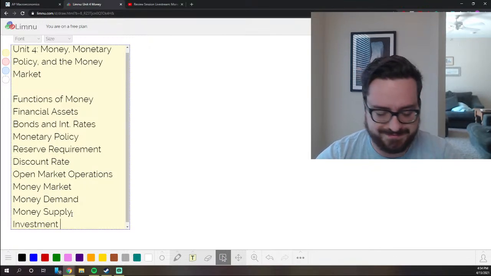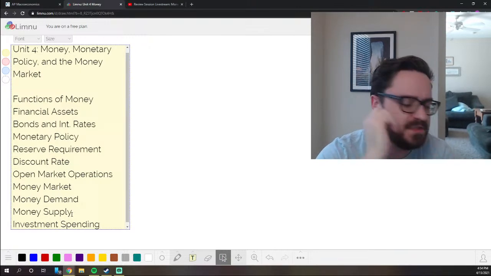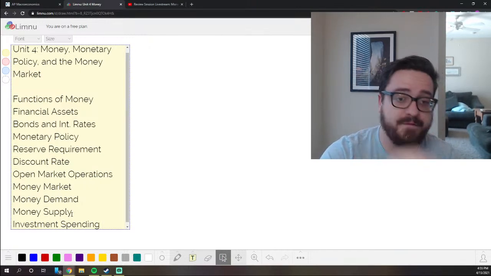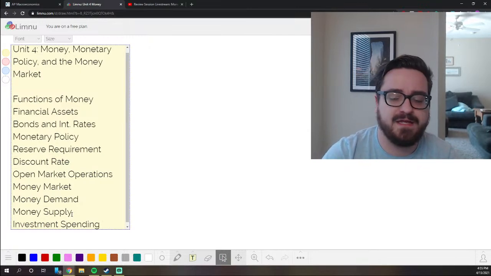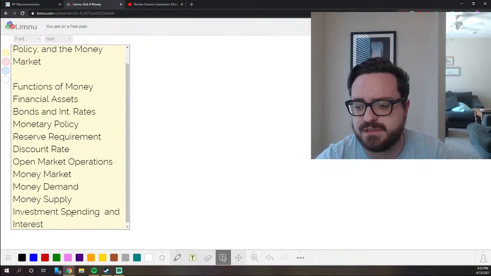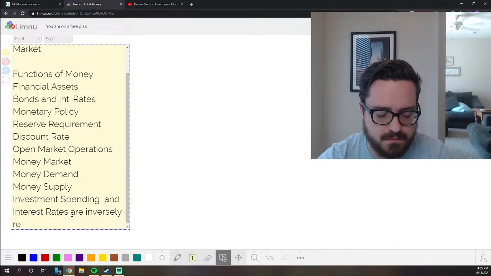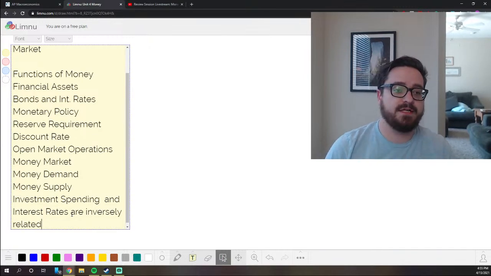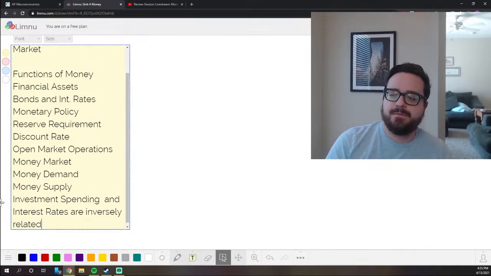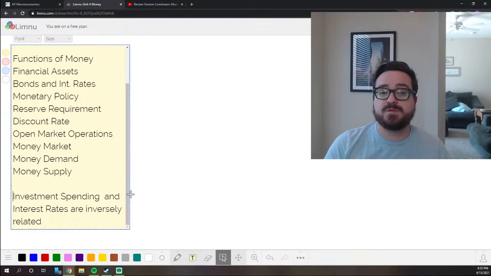Investment spending, as in the type of spending that is businesses spending on themselves, usually on capital. It's part of our aggregate demand shifters. And interest rates are inversely related. This is a huge deal for this unit. It is probably one of the most important things in the entire unit, getting this relationship down.